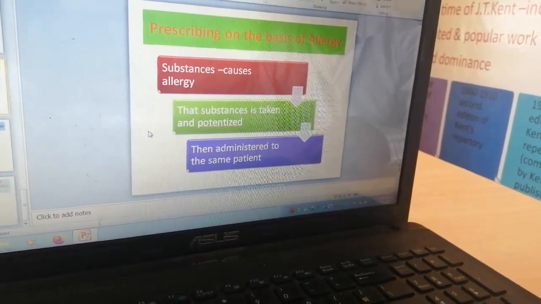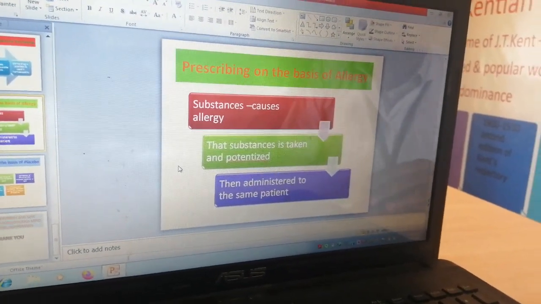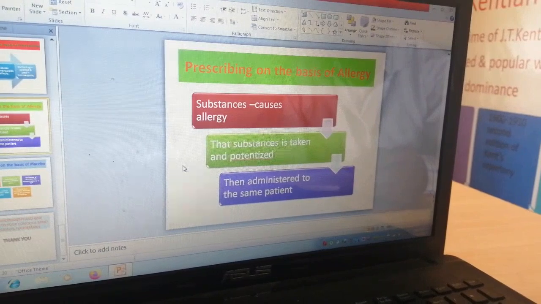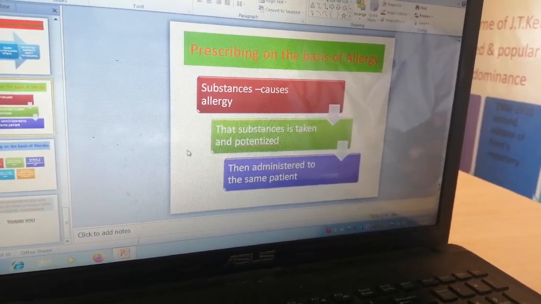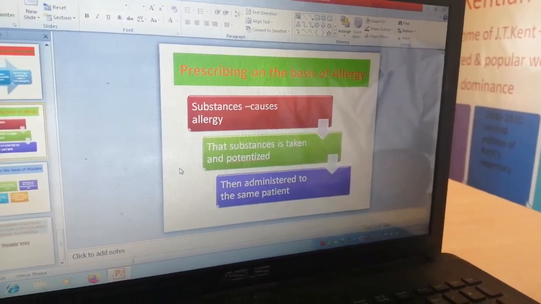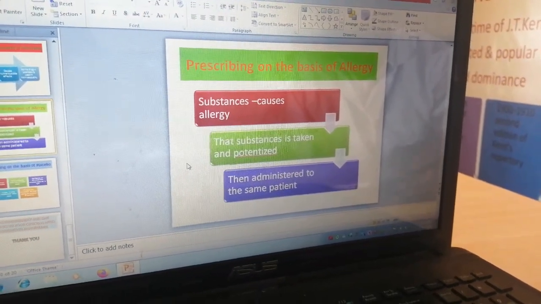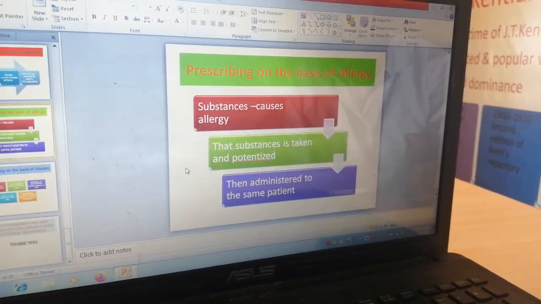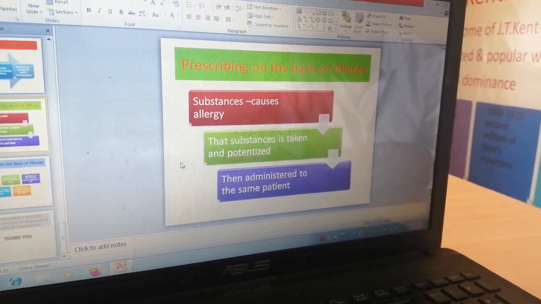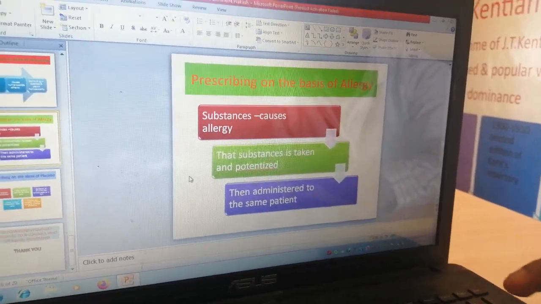The next type is prescription on the basis of allergy. As we know, most individuals or patients are allergic to dust, to some specific food material, to fruits, or to pollen grains. The substance which causes the allergy to the patient is taken, potentized according to the homeopathic principle, then administered to the same patient. This is nothing but prescription on the basis of allergy.